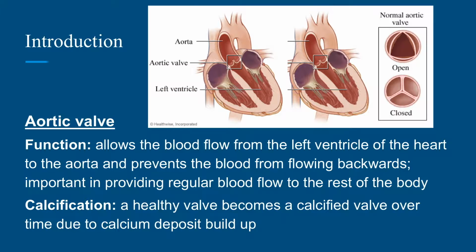The aortic valve allows the blood to flow from the left ventricle of the heart to the aortic artery and prevents the blood from flowing backwards. Its function is important in providing regular blood flow to the rest of the body. A healthy aortic valve can become calcified over time due to calcium deposit buildup, which is known as calcification, that causes the valve to be stiffer. High areas of stress within a calcified heart valve can lead to tissue failure.